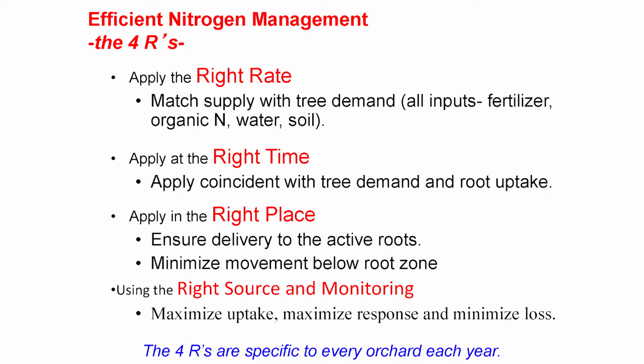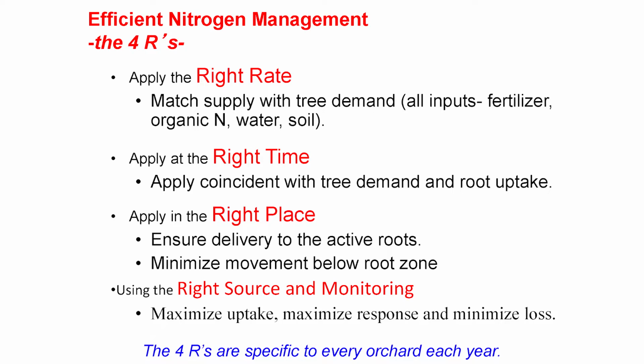How do I know how much to apply? The first thing I need to keep in mind is that I need to have all the inputs and outputs of nitrogen. So what is the tree demand? How much is the tree asking me to put on? That's the how much, the right rate.